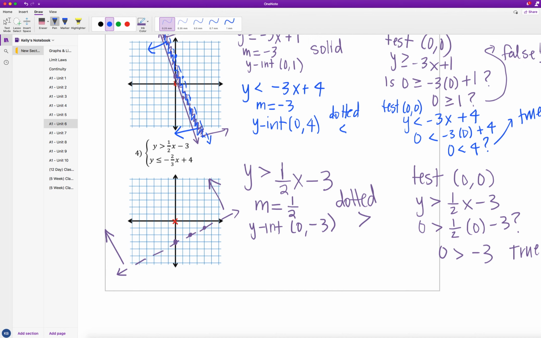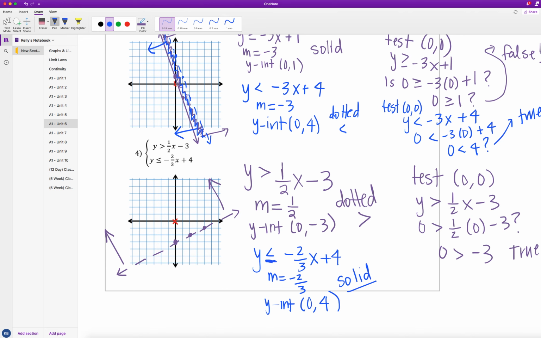For our second inequality, we have y is less than or equal to -2/3 x plus 4. For us to go ahead and graph this, why don't you guys pause the video and graph it on your own first. To graph this guy, I need my slope, which will be -2/3. We also need our y-intercept, which will be (0, 4). And the last piece of information we need before we graph it is to remember that this will be a solid line because there's the equal to bar.